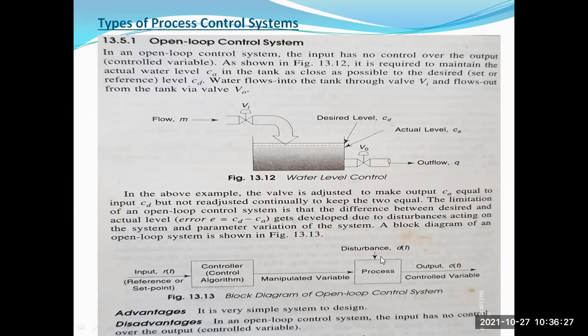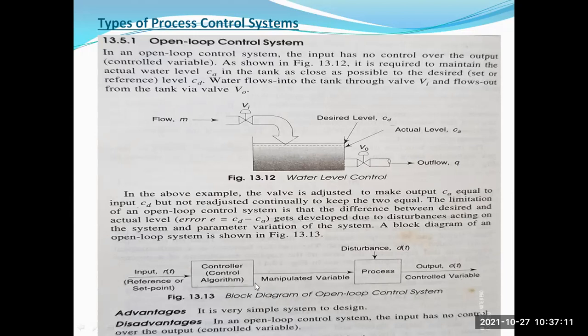This process or plant is given an input from outside, that is a disturbance. I have told you in previous classes also, disturbance means different types of loads, different types of input loads, which change according to quantity and quality. So this is called disturbance. We denote it here as D(t). Okay. So this process senses the signals of the manipulated variable and the load, that is the disturbance, then finally it gives the output. This is called the output, considered here as C(t). This is the control variable. Okay.